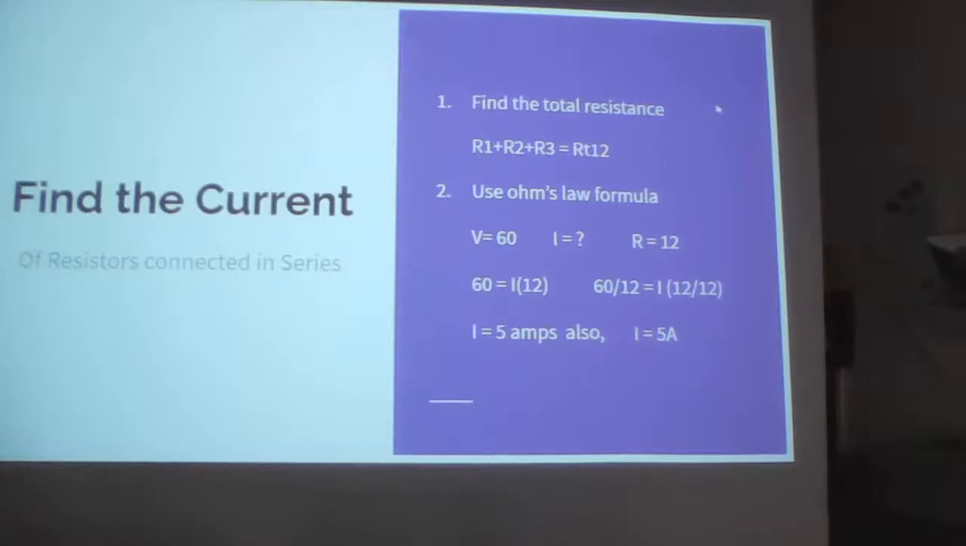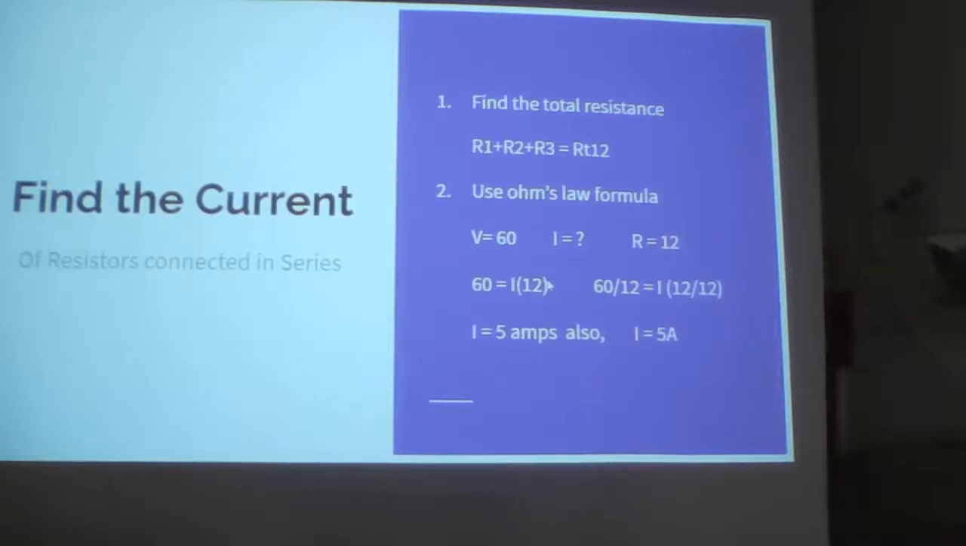Okay, so step one, find the total resistance, which is what we did. R1, resistance 1 was 5 ohms. Resistance 2 was 4 ohms. Resistance 3 was 3 ohms. And that gave us a total of 12 ohms. So your total resistance right here is 12 ohms. Step 2, we can plug all of this information into our Ohm's law formula. We had a voltage of 60 volts, and all of this information comes from the previous slide. When you have the slides, you'll be able to view them together. So we have our 60 volt battery. We're looking for I, our current, and we have a total resistance of 12 ohms.